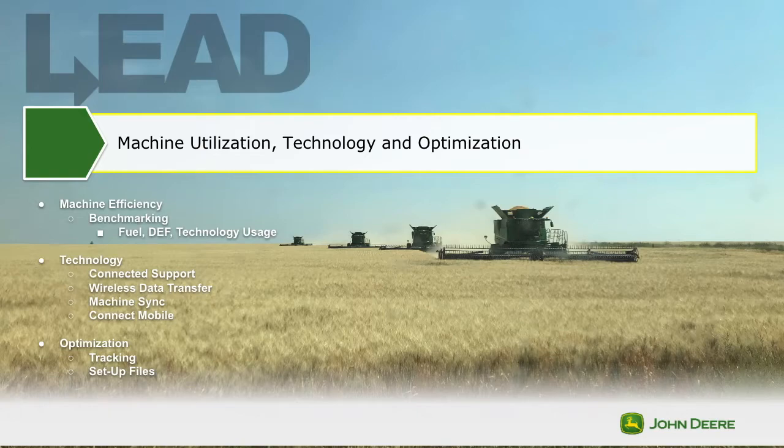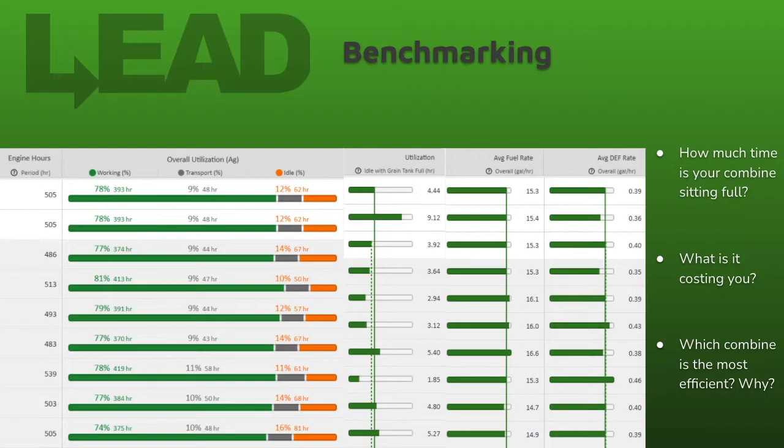There is a laundry list of data points being collected every pass by your equipment. Do you know how well your equipment stacks up? Being able to benchmark and compare your equipment can help you make more informed decisions. For example, you can compare how much time your combine sits with a full grain tank or how much fuel and DEF is being burned per acre or per hour. This allows producers to identify where potential bottlenecks in their operation may lie.